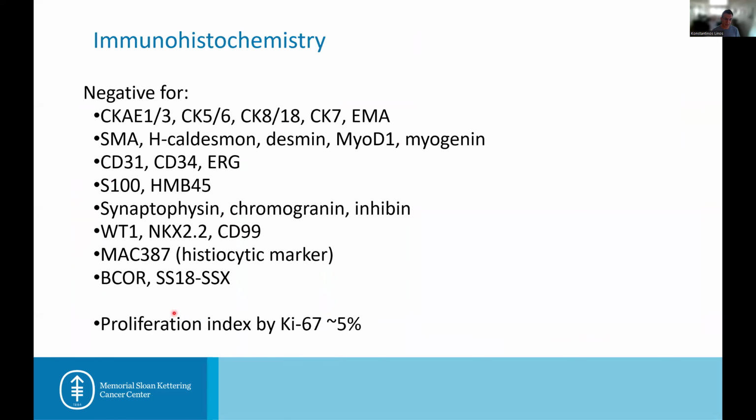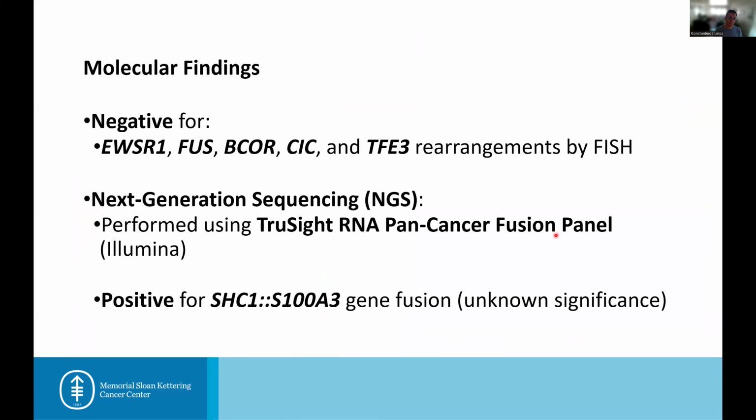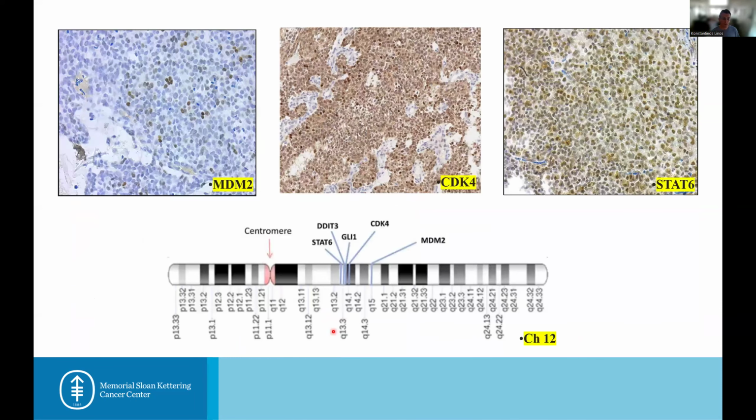A lot of stains were done at the outside institution. They were all negative, and they did FISH. They were negative for EWSR1, FUS, CIC, etc. And then they did NGS that showed a fusion of unknown significance. However, this tumor shows some patchy positivity for MDM2, positivity for CDK4, and positivity for STAT6.